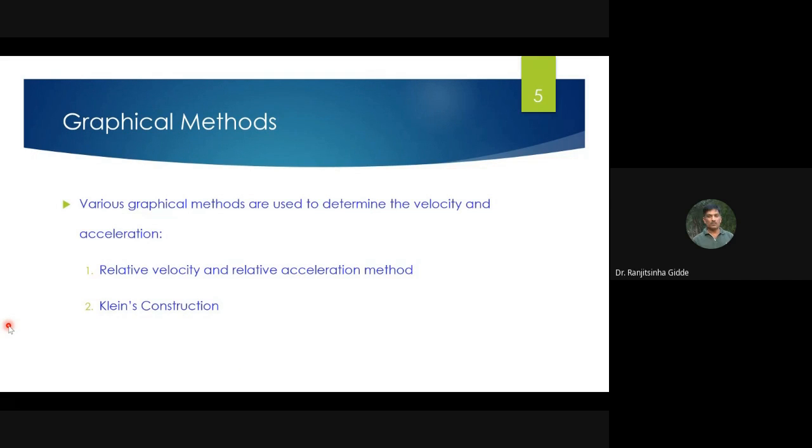Then below that you can write there are various graphical methods to determine the velocity and accelerations of the links in mechanism.